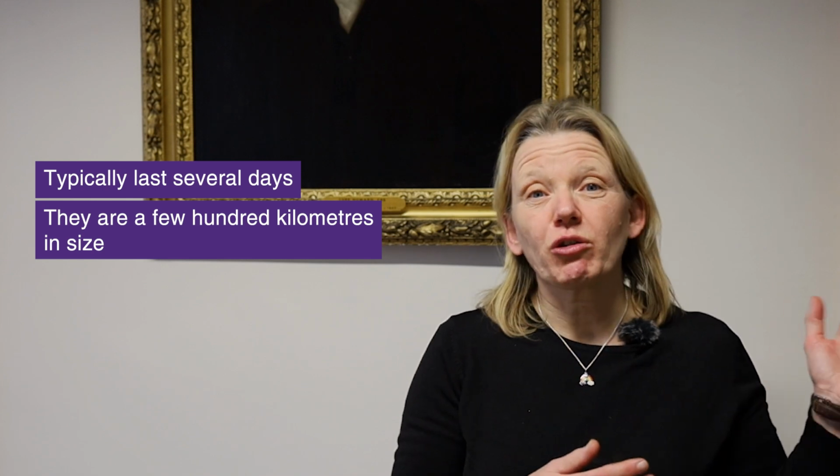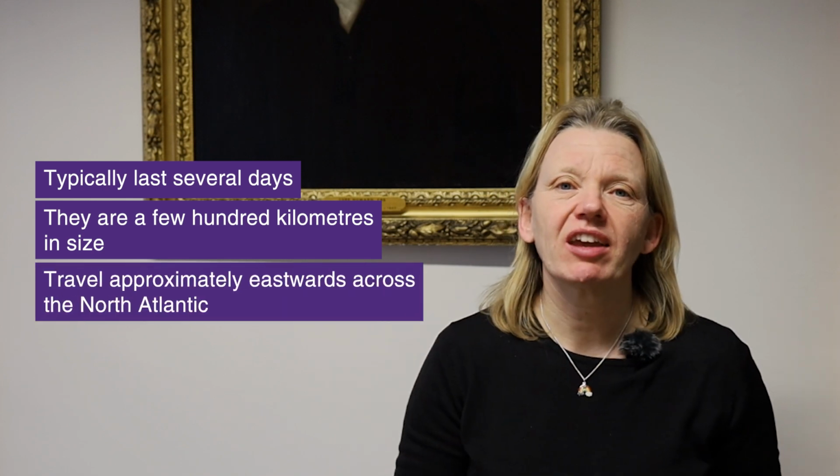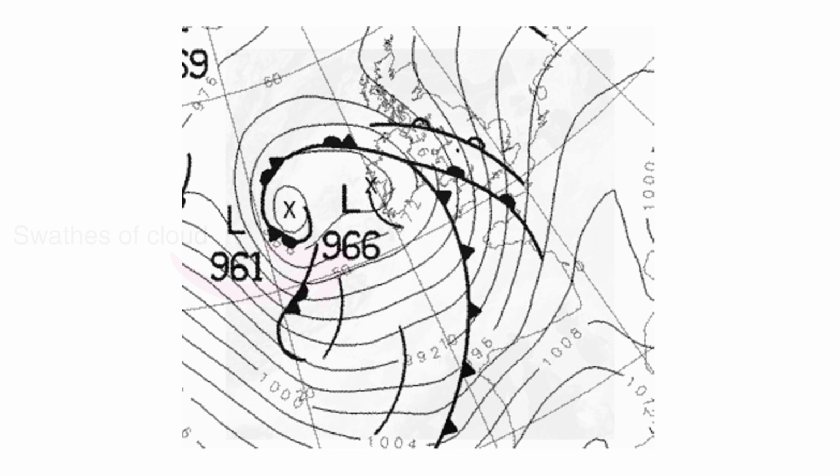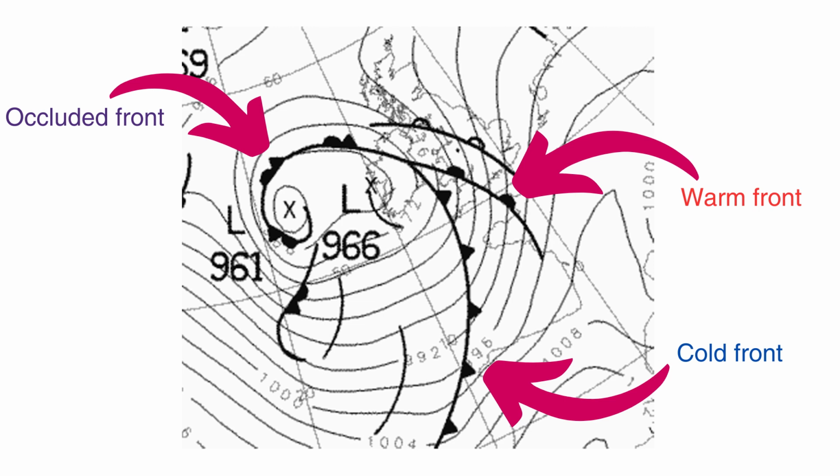These storms typically last several days, they're a few hundred kilometres in size, and they travel approximately eastwards across the North Atlantic. They're characterised by a swathe of clouds about the same scale as the UK, and on a weather map, also known as a synoptic chart, they're distinguished by low pressure in the middle and distinctive fronts. They bring us both our normal and our extreme weather.